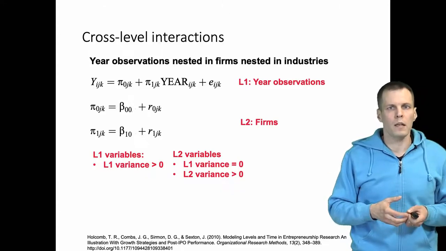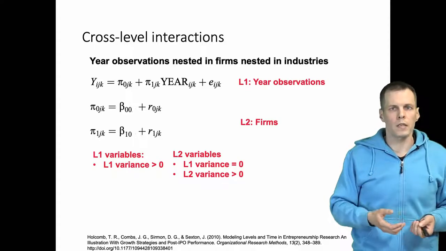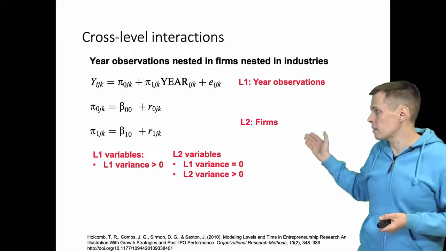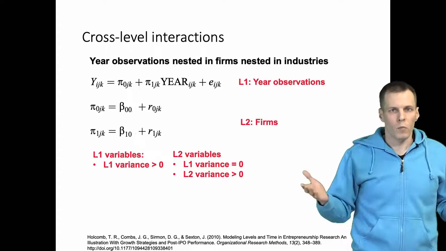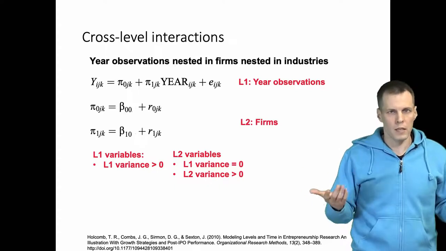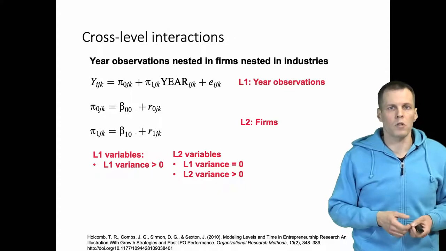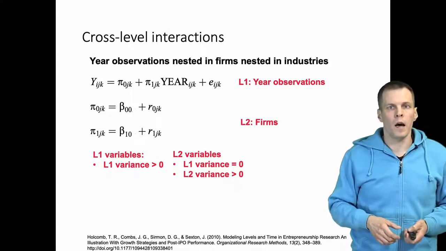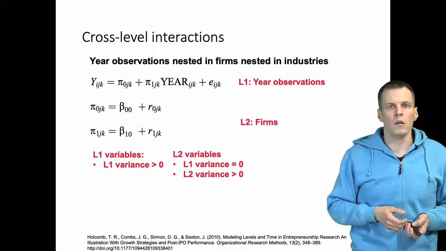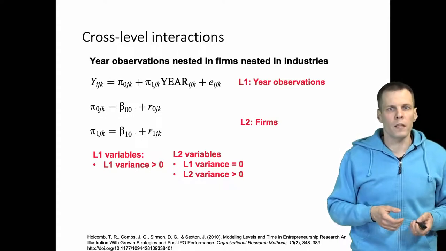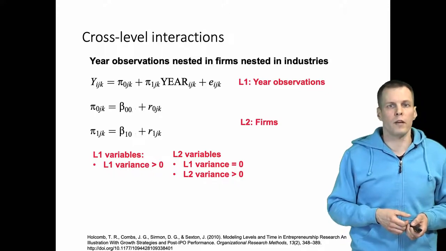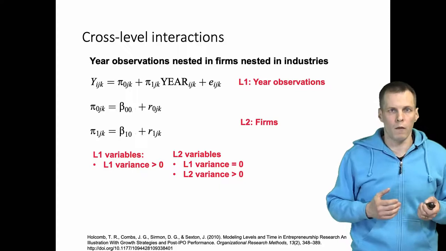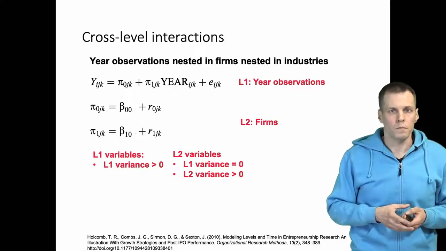If we have something that does not vary within companies, it only varies between companies, then it's a level two variable. For example, founding year, where the company was founded, in some cases industry, that kind of variables are level two variables. And now a cross-level interaction model is a model where the effect of a level one variable depends on a level two variable. Of course, if we have more levels, we could have interactions between level one and level three, and so on.